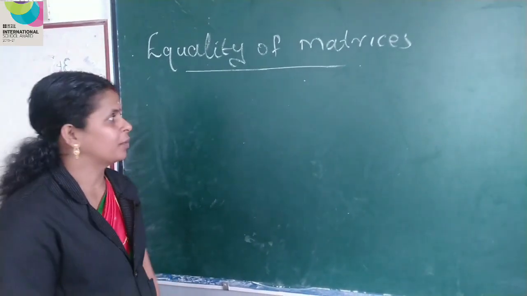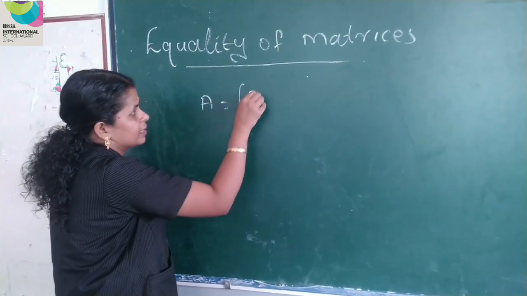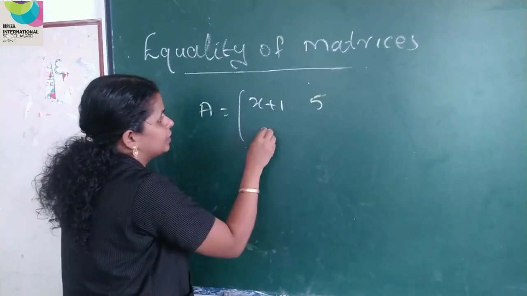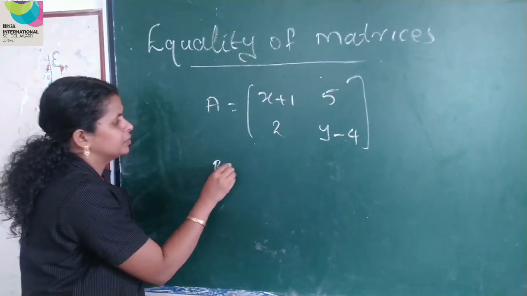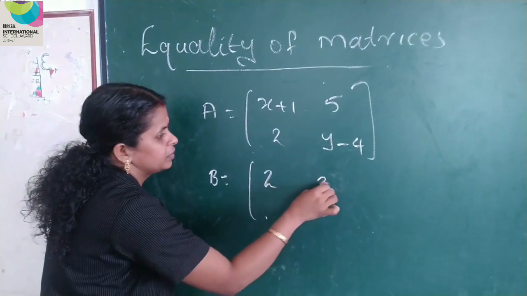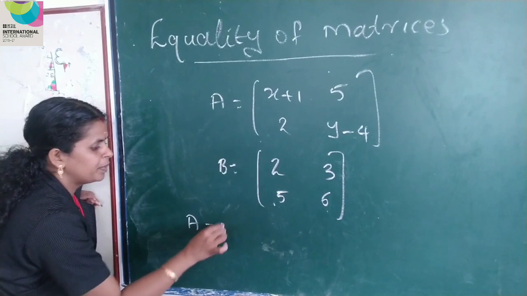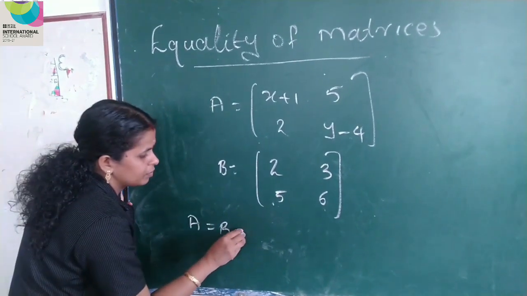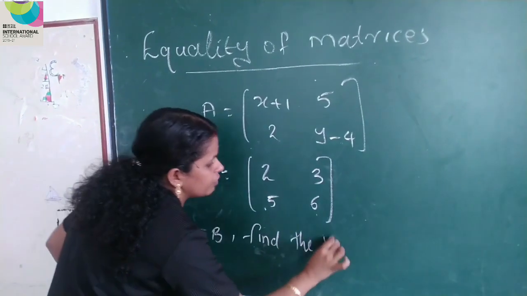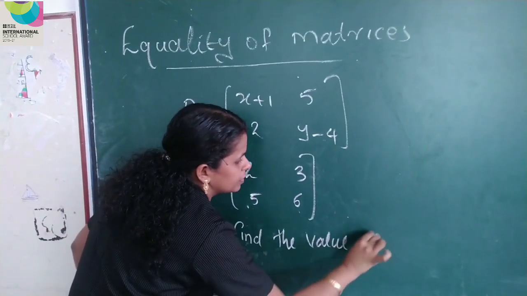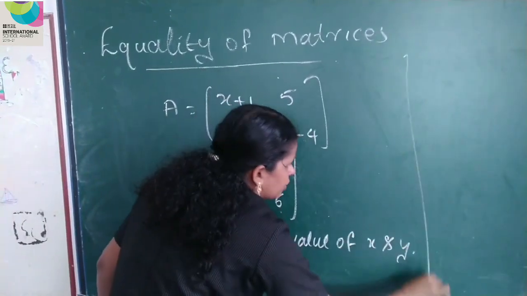Let's do a problem now. A equals x plus 1, 5, 2, y minus 4 and B equals 2, 3, 5, 6. So A equals B. Find the value of x and y.